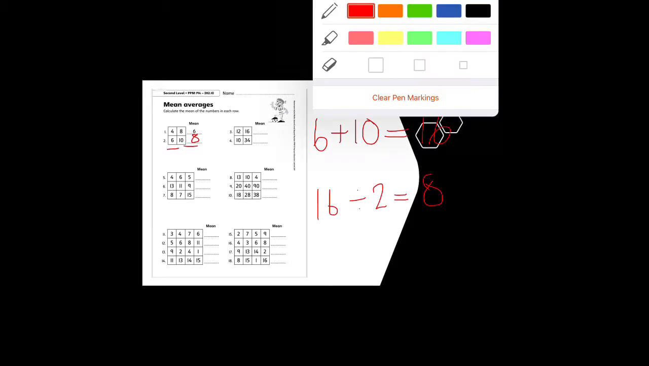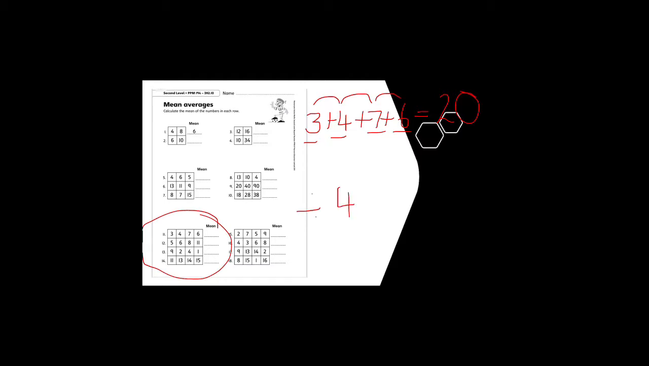Let's try one of the ones further down then, boys and girls, when there is more than just 2. So let's go to this section here. For question 11 there, it has 3, add on 4, add on 7, and then add on 6. So a couple of steps in this. So let's do the first one then. 3 add on 4 is 7, add on another 7 is 14, and add on another one, 6 is 20 then, boys and girls. And how many numbers were in this set? 1, 2, 3, 4. So I'm going to have to divide my answer by 4.